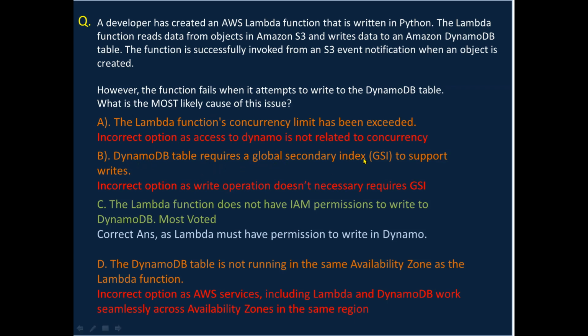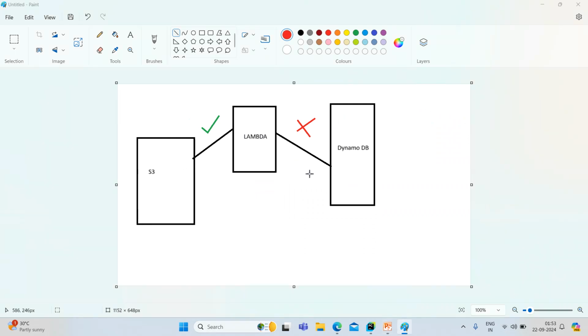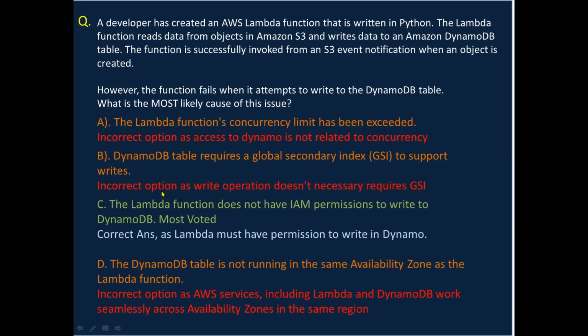The next option: DynamoDB table requires a global secondary index. This is again incorrect. It has nothing to do with the Lambda and DynamoDB integration. The Lambda function doesn't have the IAM permission to write to DynamoDB, and this is the correct answer, as the Lambda function must have the permission to write to DynamoDB. So this is the answer, guys.